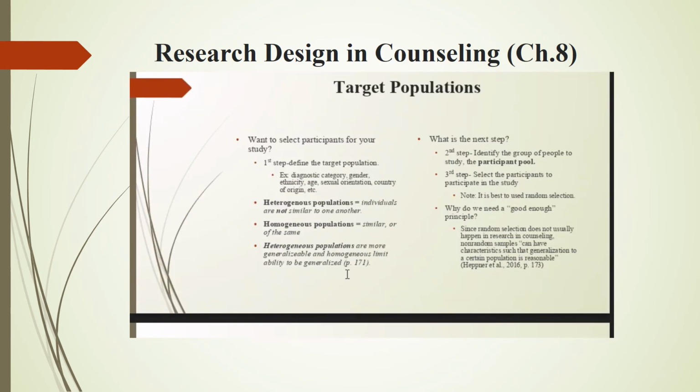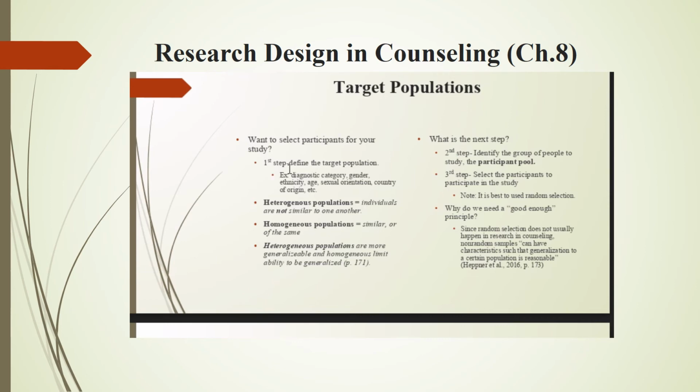So, you want to select participants for your study. Well, the first step, we have to define the target population. Some examples of this might be diagnostic category, gender, ethnicity, age, sexual orientation, country of origin. Then we look at heterogeneous populations, individuals that are not similar to one another, and then homogeneous populations, similar or of the same. Heterogeneous populations are more generalizable, and homogeneous limit the ability to be generalized. So those populations that are not similar to one another are more generalizable than the opposite.